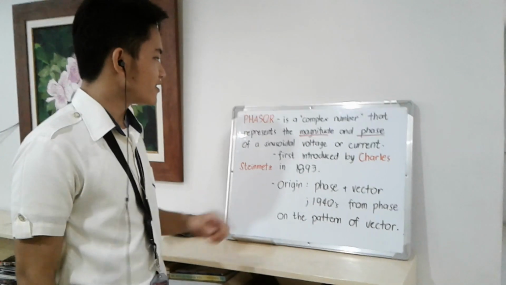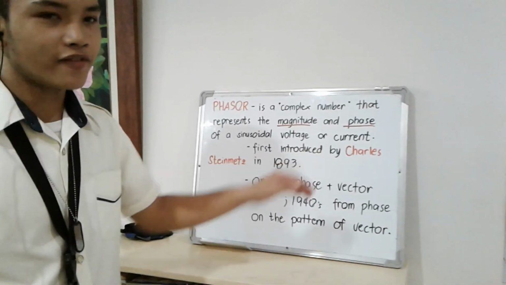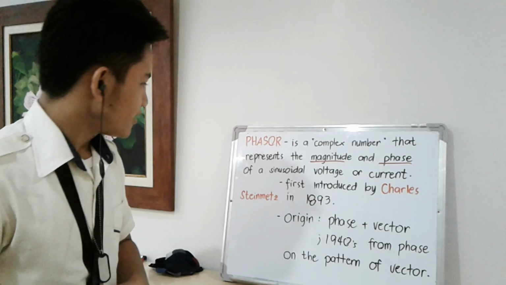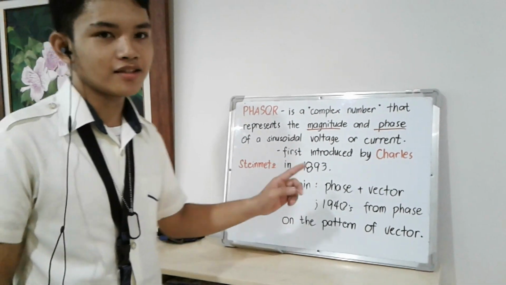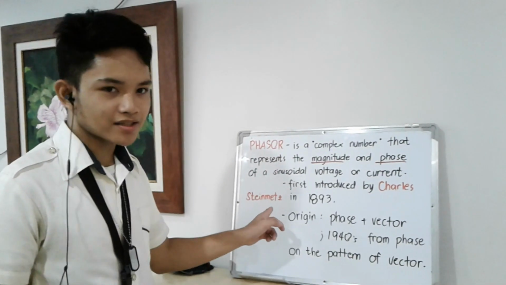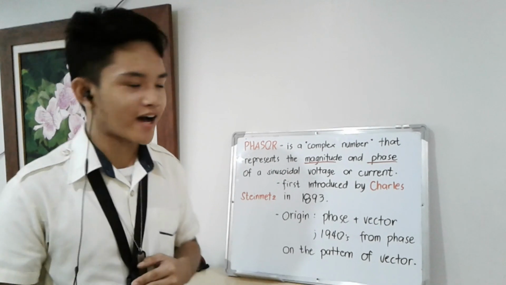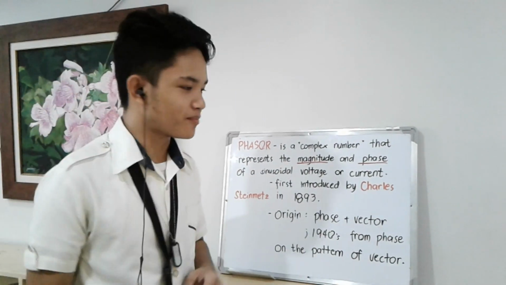So, Phasor is a complex number that represents the magnitude and phase of a sinusoidal voltage or current. It was first introduced by Charles Steinmetz in 1893. This Steinmetz is the one behind the polar form of the complex number in our advanced math.